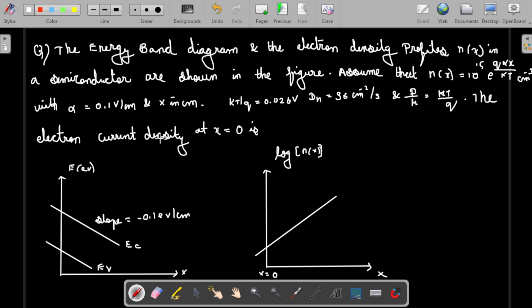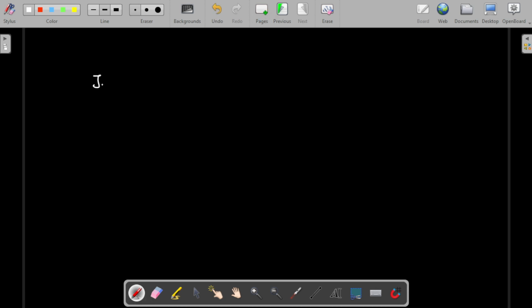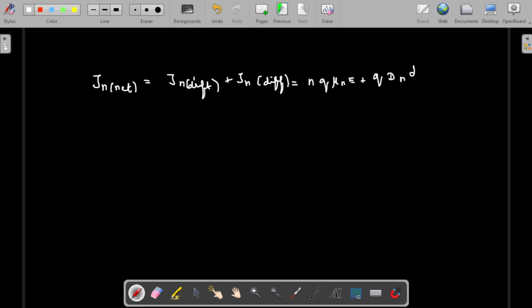The question asks for the electron current density at x equal to 0. So we can clearly see they are asking for Jnet, as it is n-type. We have to find Jn drift plus Jn diffusion, because they haven't mentioned that it is uniformly doped. From the graph we can say there will be drift plus diffusion. So let me write it here: it will be equal to n q mu n E plus q Dn dn by dx.